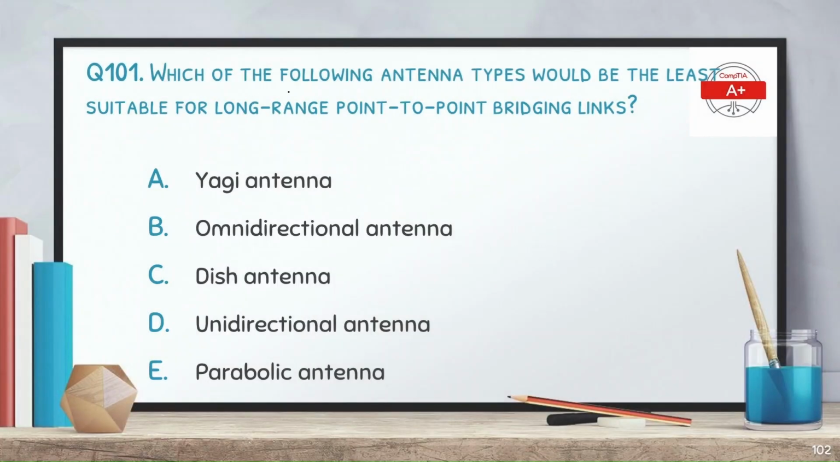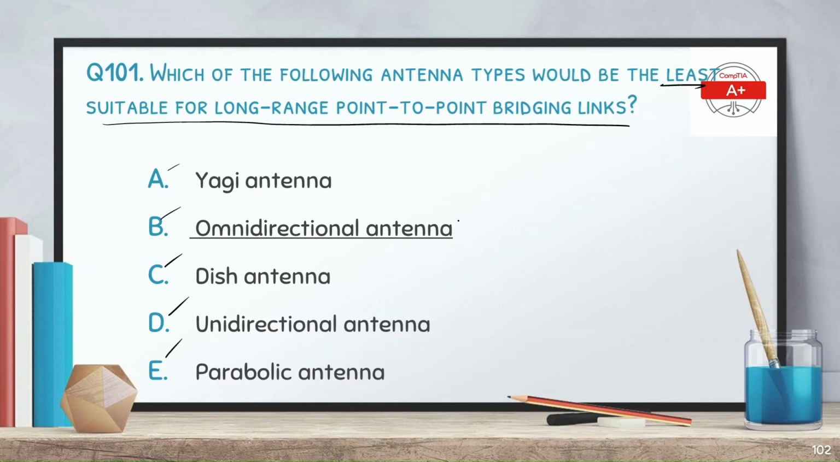Question number 101: which of the following antenna types would be the least suitable for long-range point-to-point bridging links? The options are A, Yagi antenna; B, omnidirectional antenna; C, dish antenna; D, unidirectional antenna; and E, parabolic antenna. And the correct option is the omnidirectional antenna.